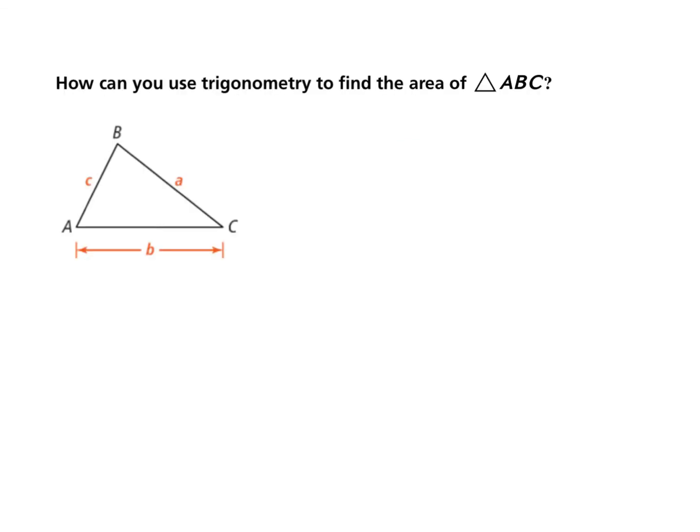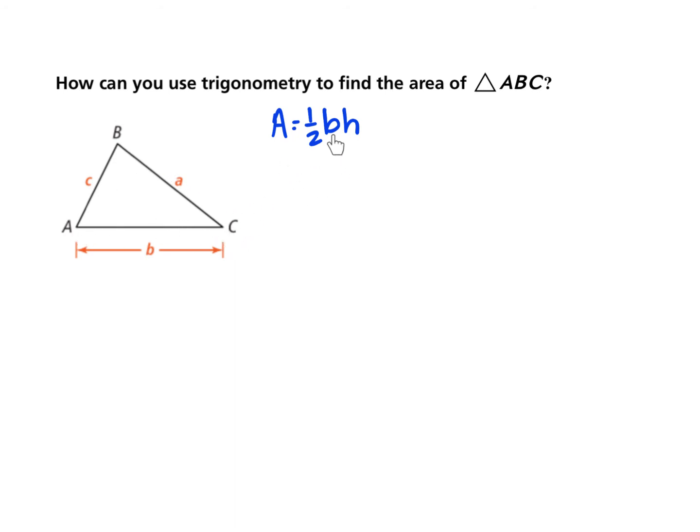Now, moving in a different direction, we're going to take a look at a triangle, and the question is asking, how could I use trigonometry to find the area of this triangle? You learned several years ago that to find the area of a triangle, we take 1/2 the base of the triangle times the height of the triangle. The base can technically be any side, but for this triangle we'll think of it as this side here, since it's already labeled as B.